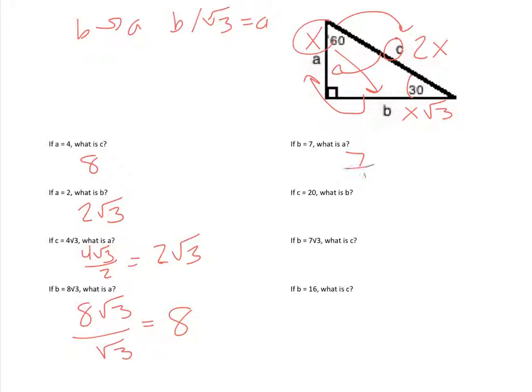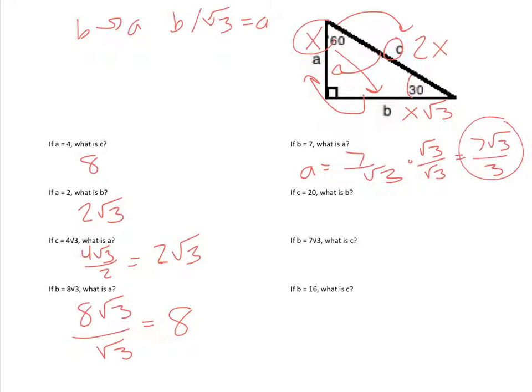So 7 divided by the square root of 3 is what A equals, but we can't leave it with the denominator as square root of 3. We multiply top and bottom by square root of 3. We get 7 square roots of 3 on top. Square root of 3 times square root of 3 is just 3, so that is what A is here.